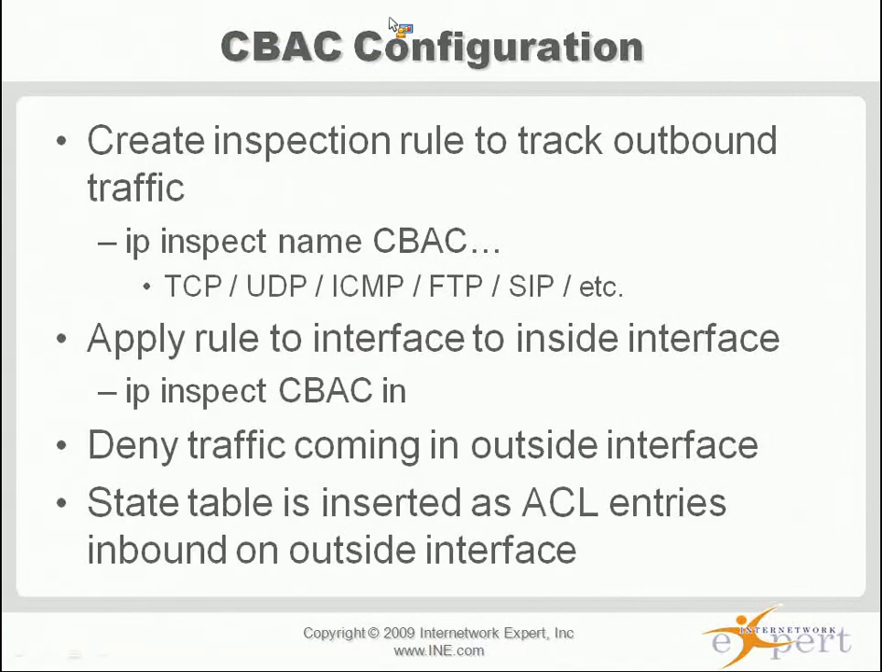So basic setup of CBAC. We have an inspection rule. Inspection rule applied to an interface. We have an ACL restricting traffic. The state table is looked at, and then it's allowed to bypass a blocking ACL entry if it's existing in the state table.